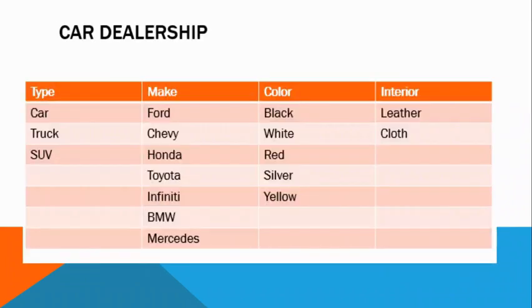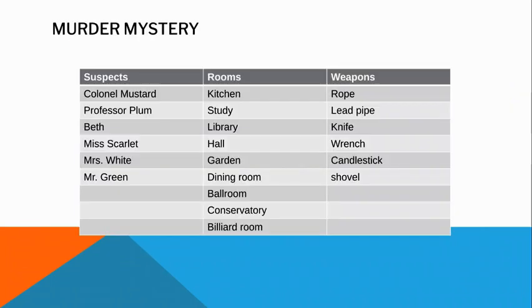So in this next activity, let's say we have a murder mystery. We have suspects, rooms, and weapons, and we want to know how many possible combinations of these could happen. So we look in our suspects column, 1, 2, 3, 4, 5, 6. Rooms, 1, 2, 3, 4, 5, 6, 7, 8, 9 rooms. And then 6 weapons. So if I just do the counting principle, 6 times 9 times 6, I get 324 total outcomes.